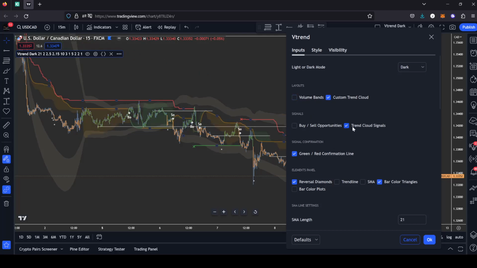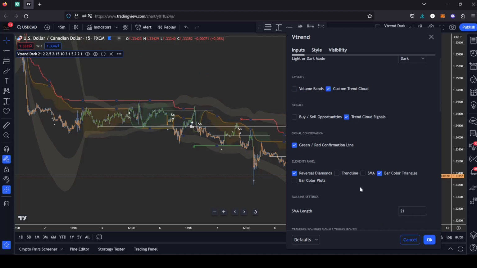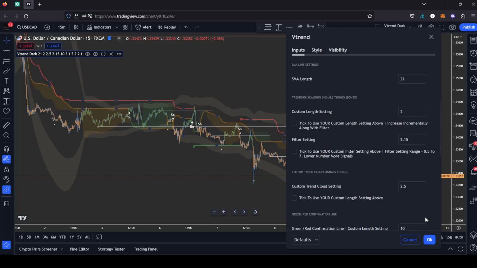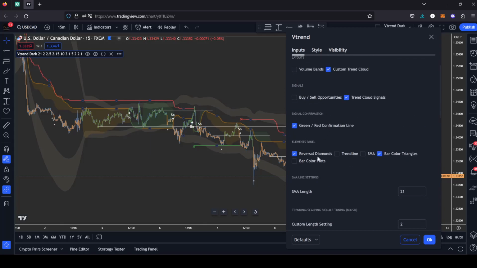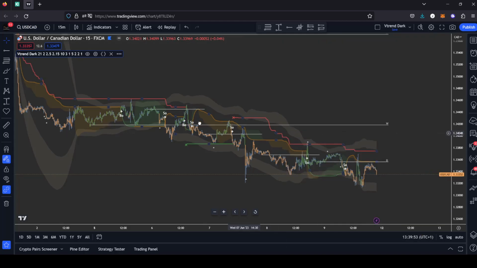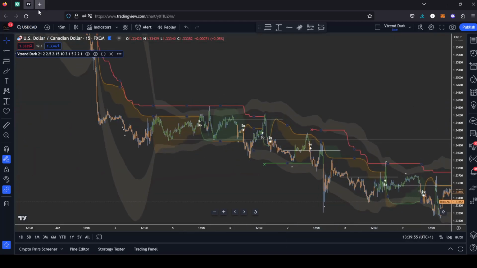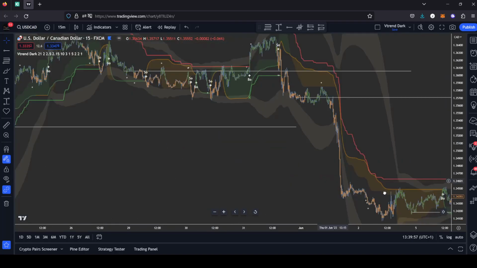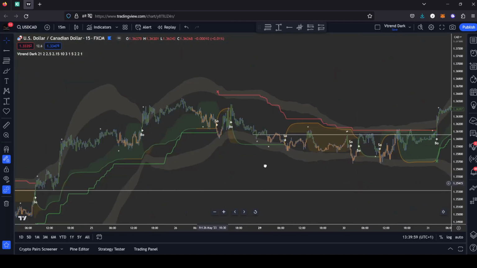So the signals for the trend cloud automatically load on. It's tuned by default, but you may want to alter that as you see fit, but we'll dive into that in a second. Let's have a look at what it's given us on CAD. I've chosen USD CAD because it's quite a choppy pair as it is.